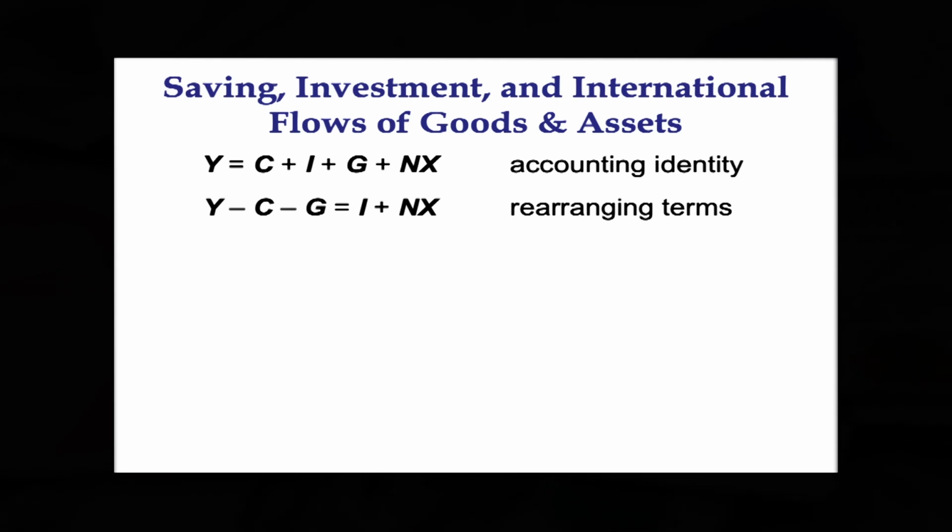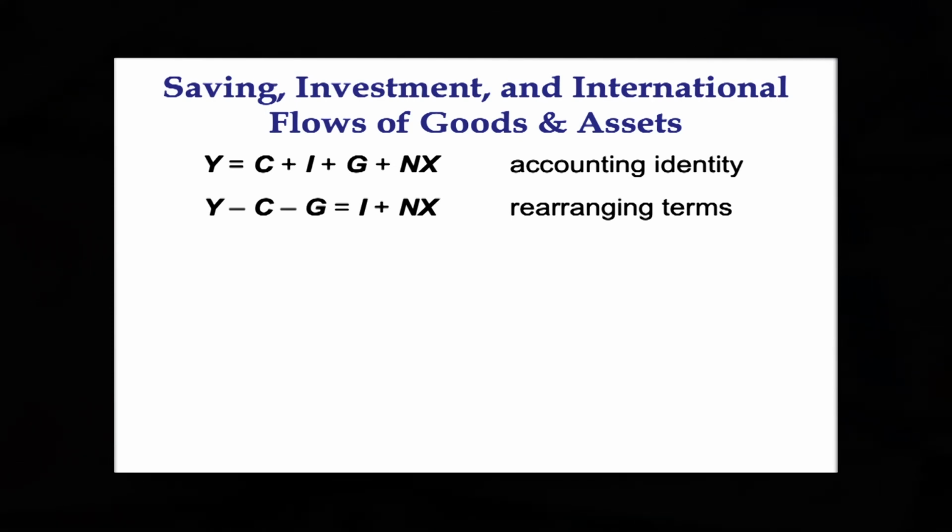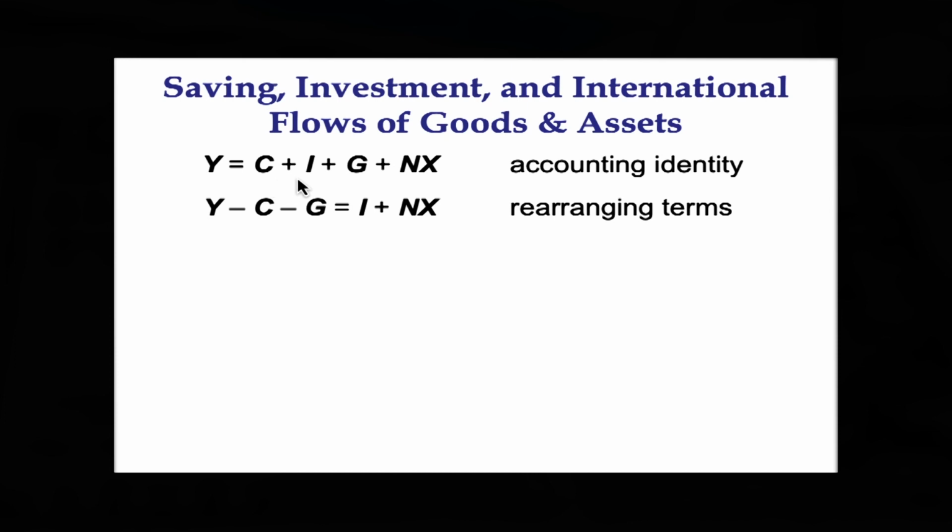So this boils down to the concept of how the international flows of goods and assets are linked up with saving and investment. As we can see, Y = C + I + G + NX, where Y refers to the total output, C refers to the final consumption expenditure of the household sector, I refers to investment of the firms, G refers to government spending, and NX refers to net exports.